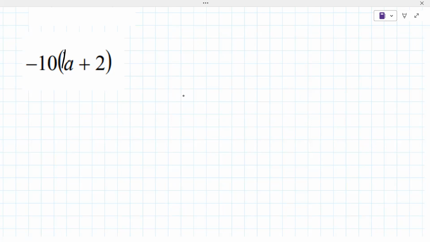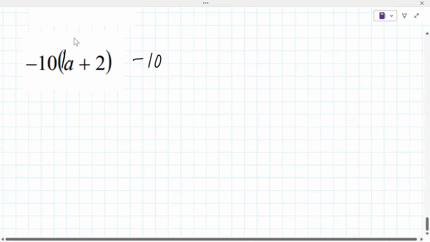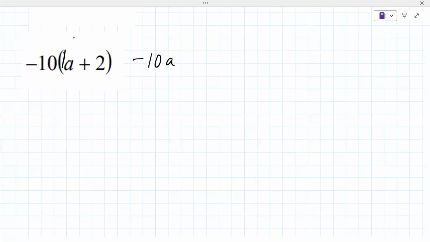It'd be -10 minus 20. You've left out the variable. Where does the variable go? Oh. -10a plus 20. I mean, minus 20. Good. Okay, let's do one more. The variable's got to be there.